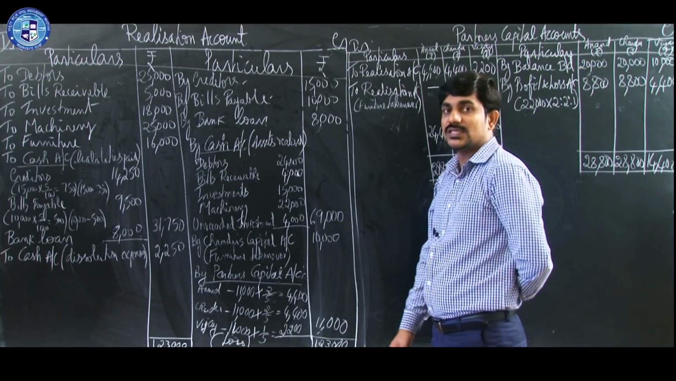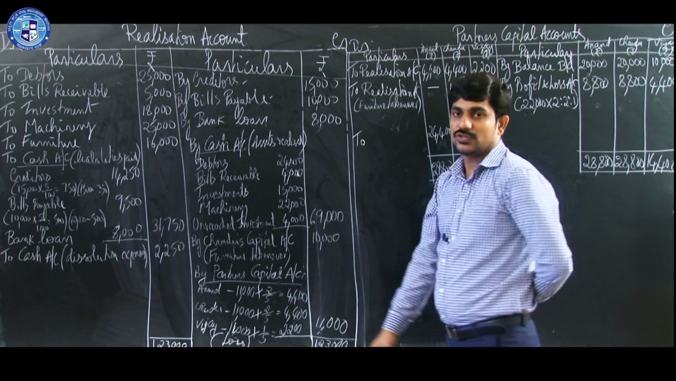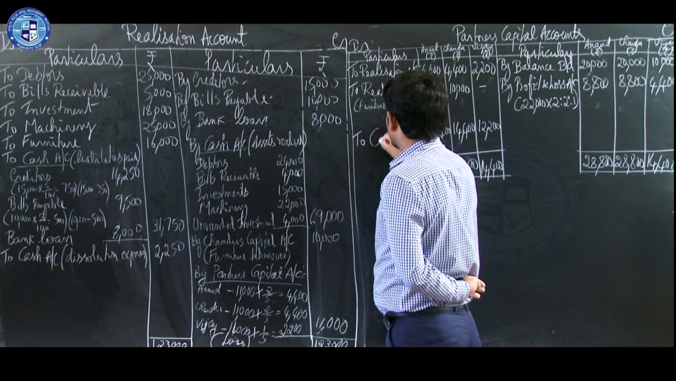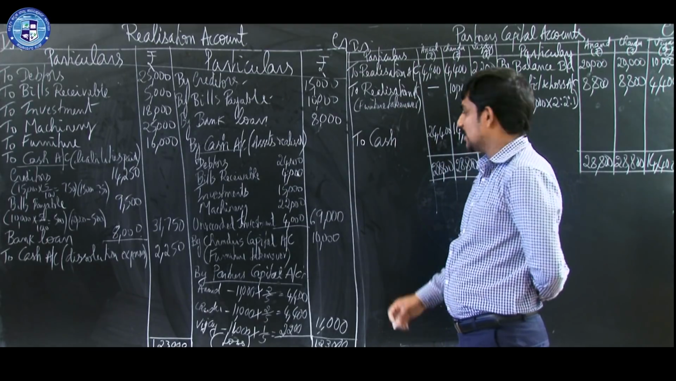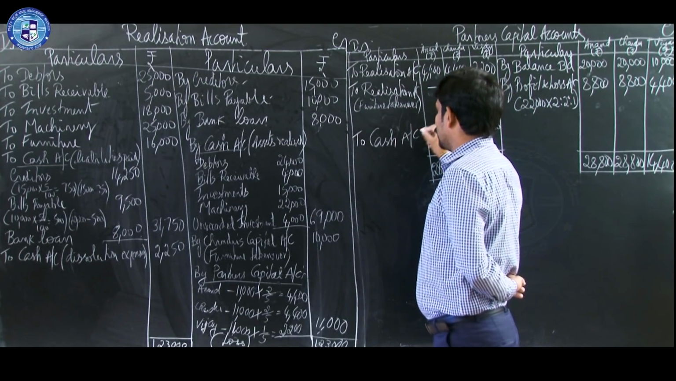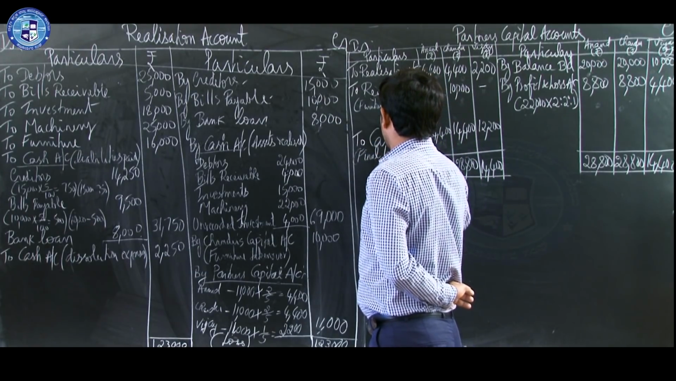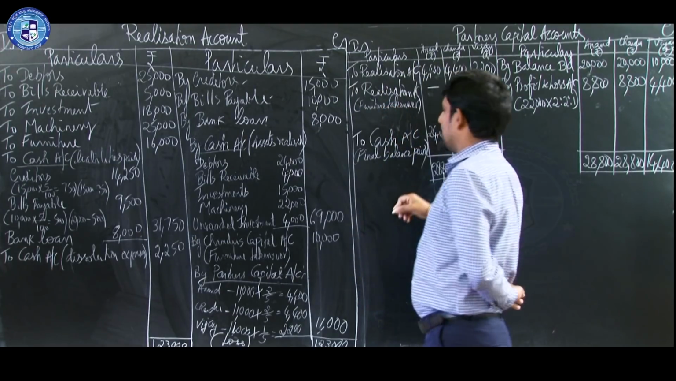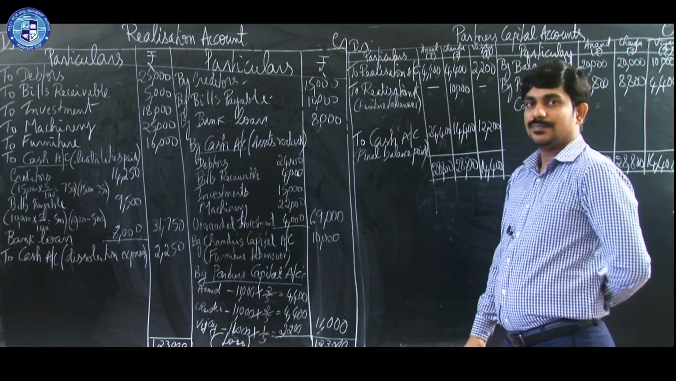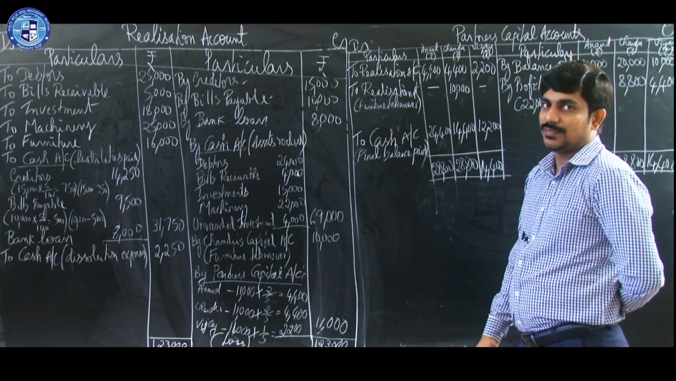So their accounts show a surplus balance. That means the partner has to receive money from the firm. How does the firm pay money to the partner? Through cash or bank. Now here, which account is there? Cash account is there. To cash account, you can write final balance paid. So the final balance is paid. So you have to settle the partner's capital account by paying money to the partner or by receiving money from the partner.